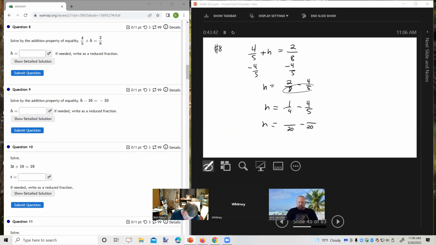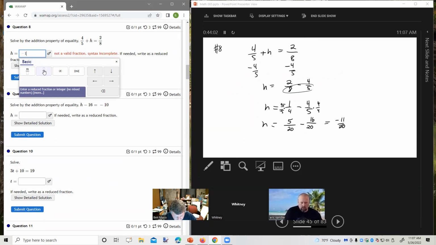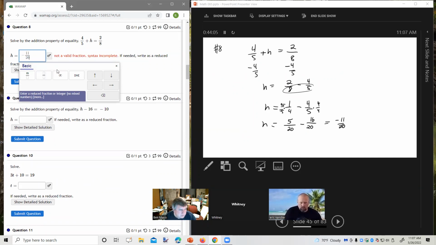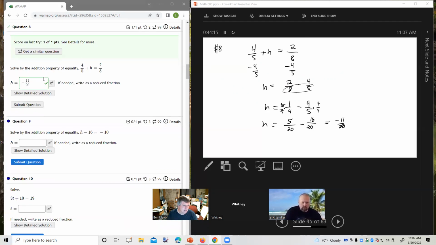So let's see, 1/4 times 5/5 is 5/20. 4/5 times 4/4 is 16/20. 5/20 minus 16/20 is negative 11/20. So negative 11/20. When I'm only using a small fraction like that, I can just use the slanted key on the regular keyboard. Not a small fraction, but one that's not complicated, I guess I should say.